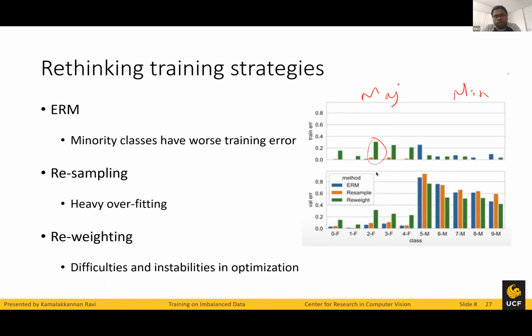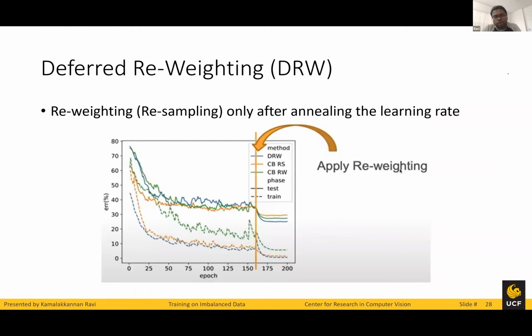The authors want to learn from this, so they introduce a new method, improved upon the existing ones, called deferred reweighting. What is it? It's deferred reweighting, and it could also be resampling. It means applying the reweighting or resampling after annealing the learning rate.